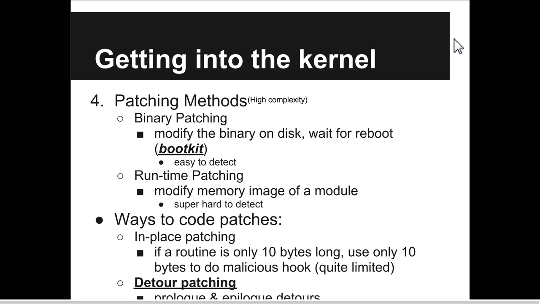So the fourth way of getting into the kernel is basically patching it. There are two main types of patching. There's binary patching, which involves patching the binary on disk. Binary is basically the machine code. It's what happens when it's compiled, assembled. And then there's runtime patching, which means modifying the kernel executive in memory. It's super hard to detect the latter. It's really easy to detect any modifications to the kernel on disk.